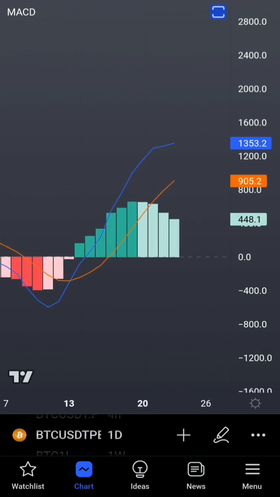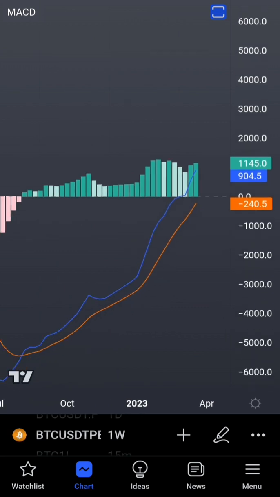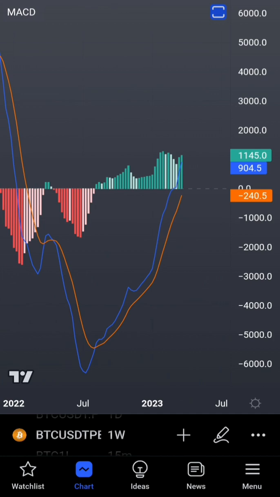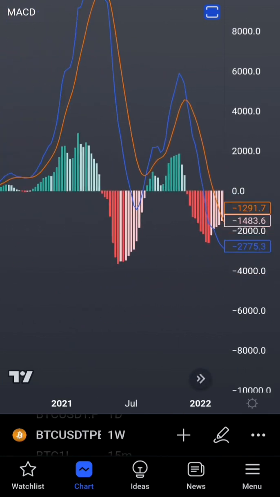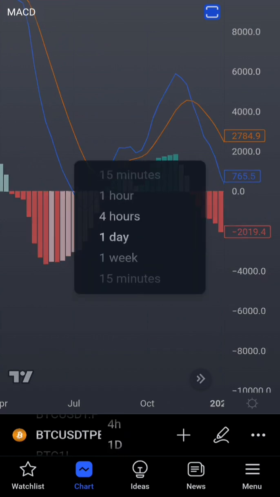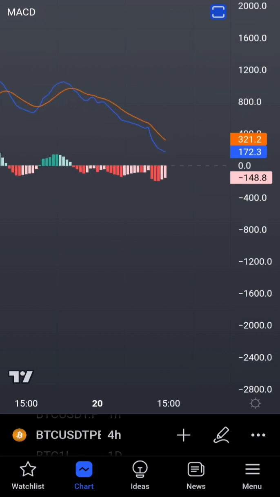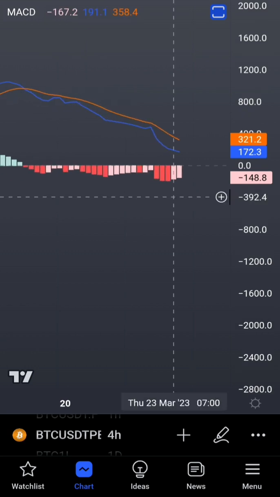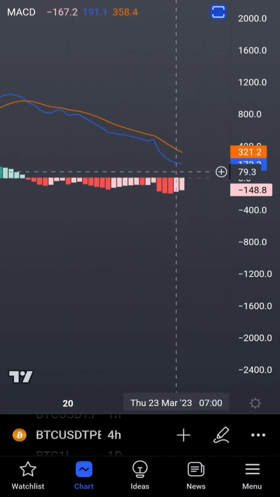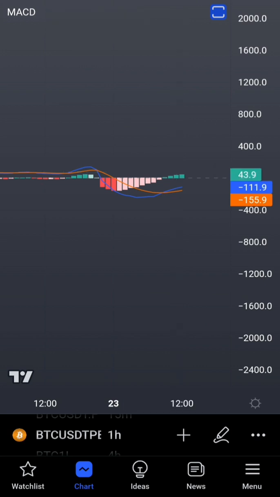On the weekly, it looks like we're just getting started with a push up. Very nice green bars. But again, not confirmed yet. You need to see a confirmation first. On the 4-hourly MACD for the short term, momentum to the downside is getting less. We might have a crossover. Hourly already had a crossover.